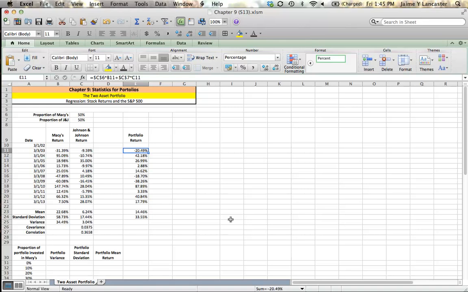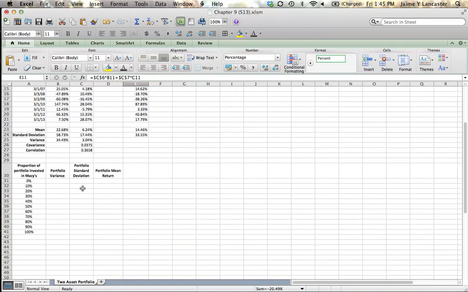So in this tutorial, we're going to see how the variance, the standard deviation, and the mean return, or the average return, would have been different had we invested a proportion of our funds in a different allocation percentage other than 50-50. I'm going to scroll up. We're going to look at the proportion of our funds invested in Macy's, and we're going to range that from 0% up to 100%. And then we're going to calculate our variance, our standard deviation, and our portfolio mean return under these different scenarios.